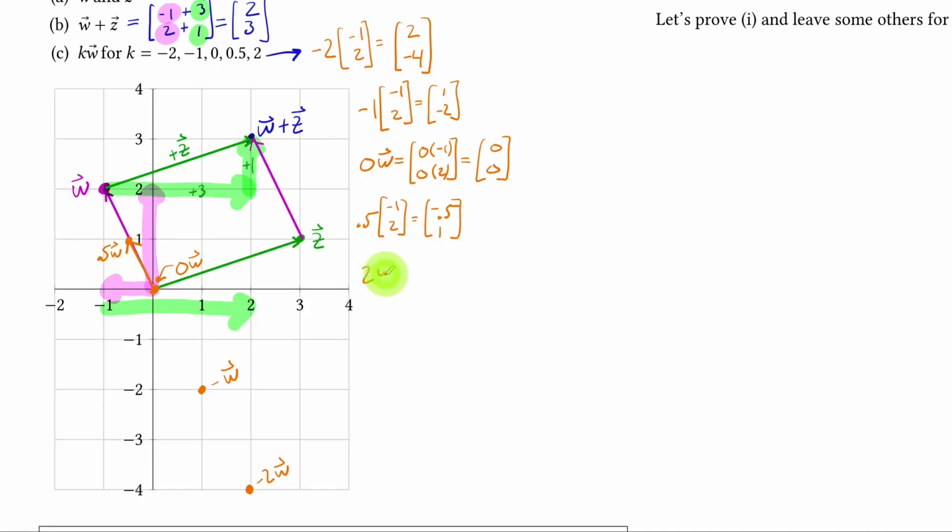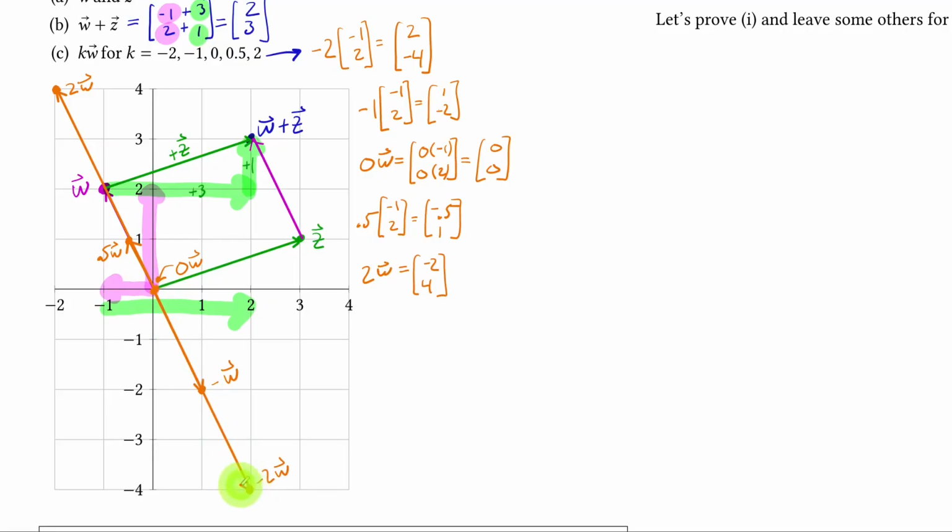Likewise, if you do 2w, you're going to multiply each of the components by 2, and you get the point negative 2, 4. And if you think of that as an arrow, that is an arrow that is in the same direction as w, but is twice as long. And same idea with these ones here.